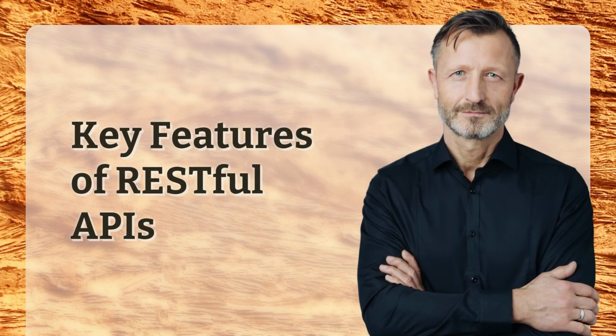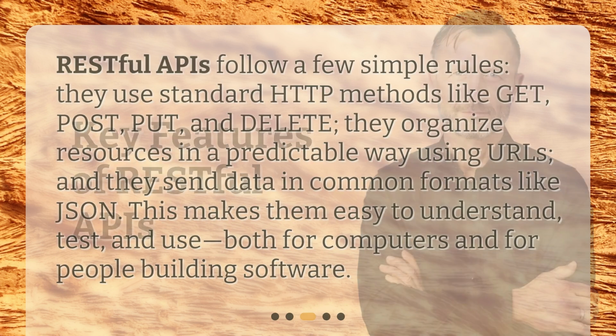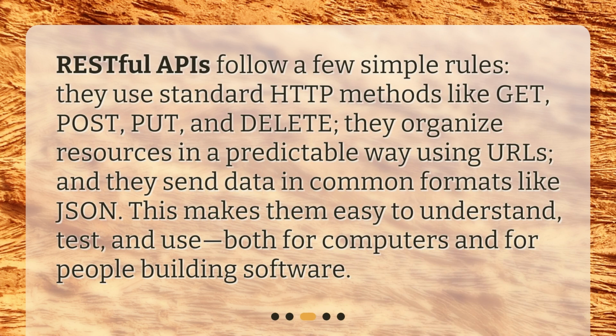Key features of RESTful APIs. RESTful APIs follow a few simple rules. They use standard HTTP methods like GET, POST, PUT, and DELETE. They organize resources in a predictable way using URLs. And they send data in common formats like JSON. This makes them easy to understand, test, and use, both for computers and for people building software.